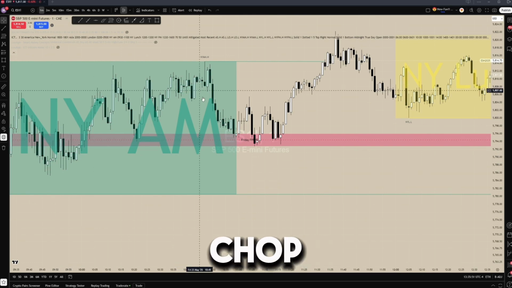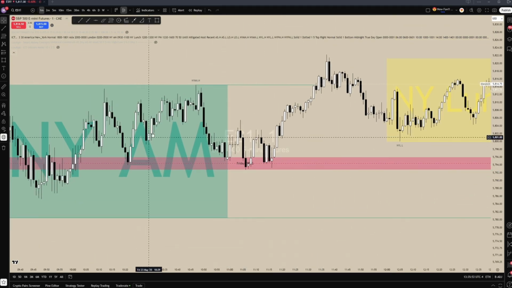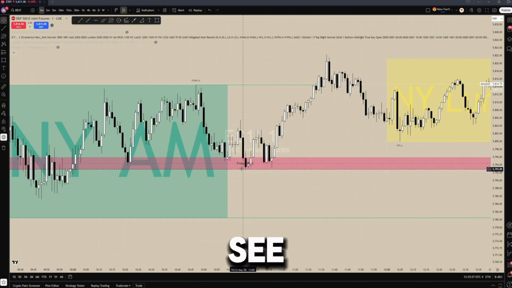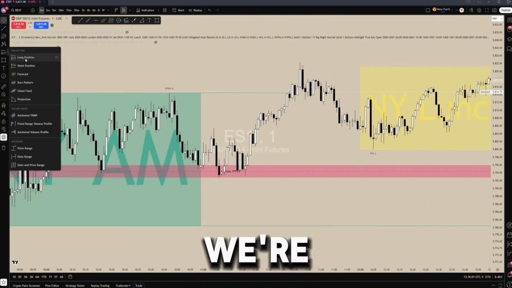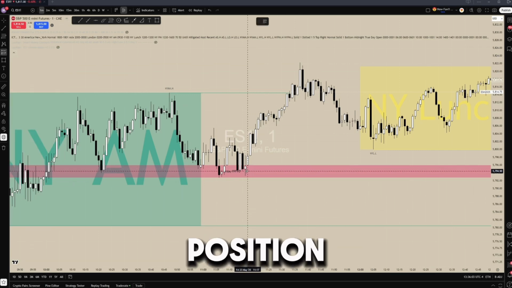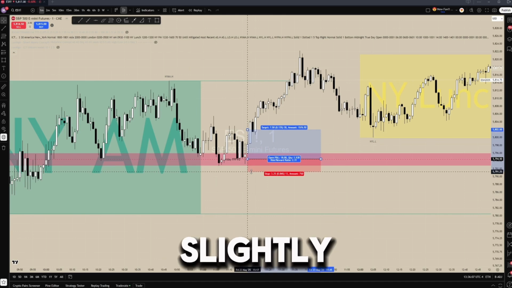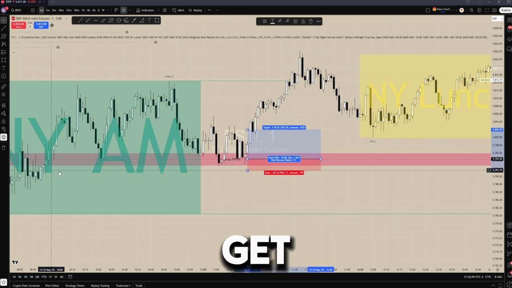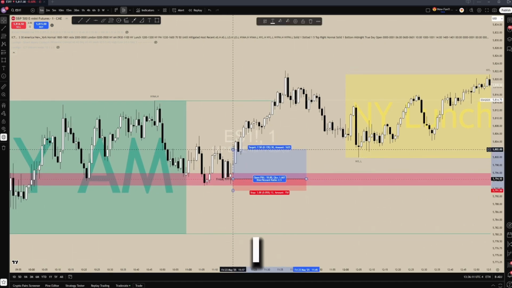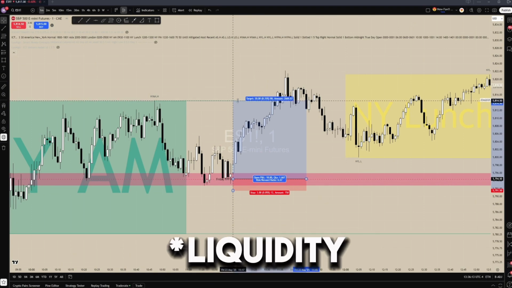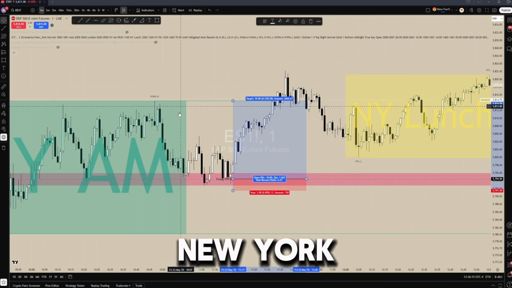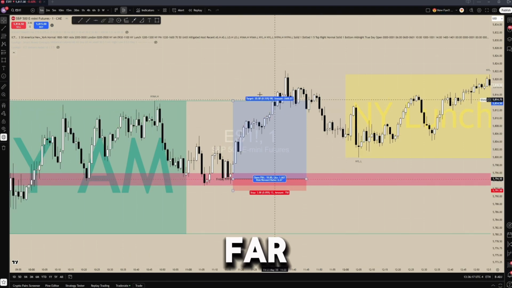So let's see, morning chop is over and I wanted to take a play right around here. We finally drew back down and I see we're not hitting it. We're not breaking it. So I want to take a long position. I want to get into the 50%. I keep my stop slightly down here just so we don't get stop raided. And I want to target buy side liquidity right here, New York high of day so far.